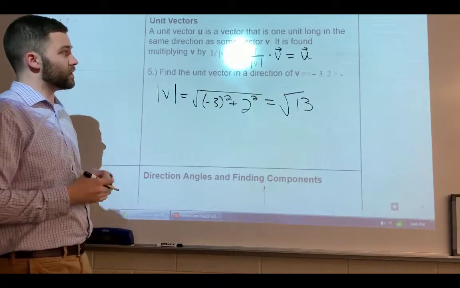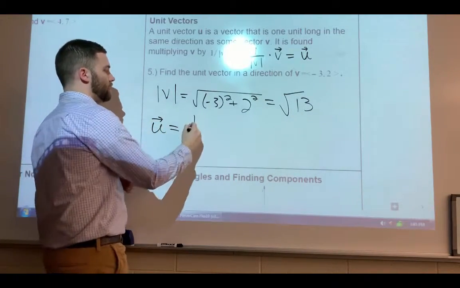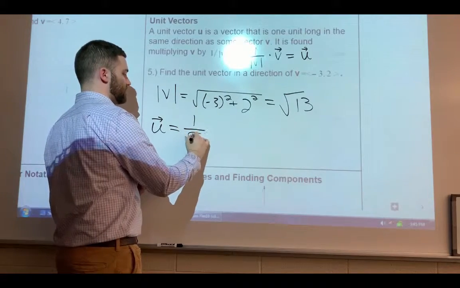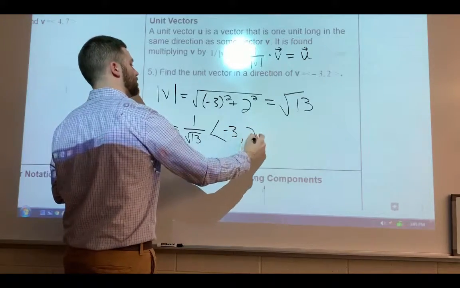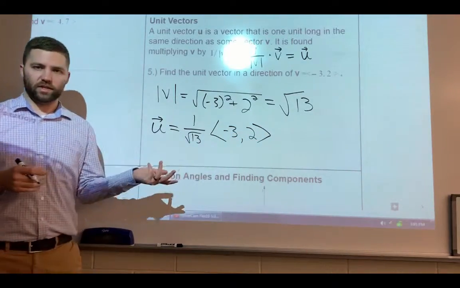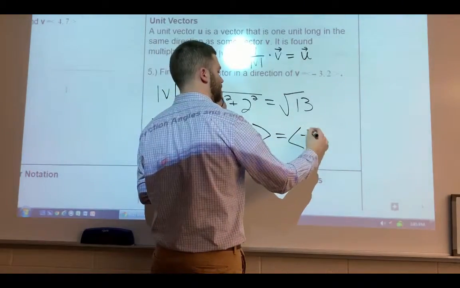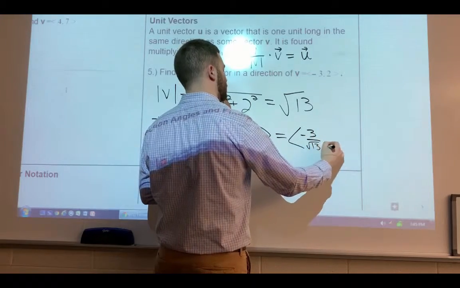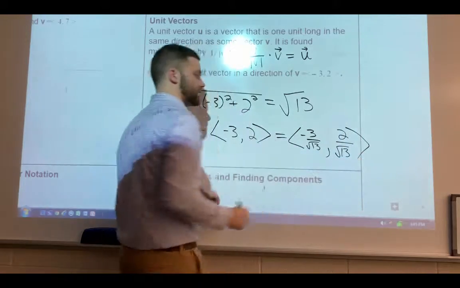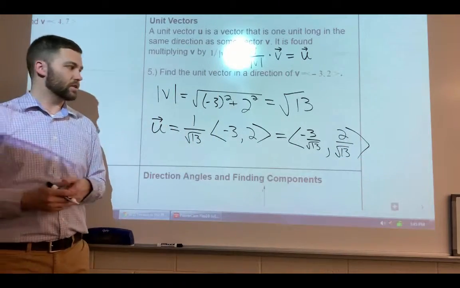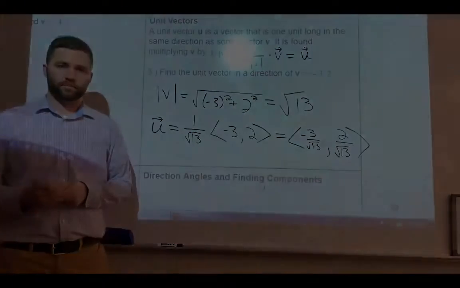So then what we'll do to find the unit vector U, that will be equal to 1 divided by the magnitude. So 1 divided by the square root of 13 times the vector -3, 2. So this is just like multiplying by a scalar. And so the resultant vector U is given by this: -3 over root 13, comma, 2 over root 13. That's it. So if it asks you to find a unit vector, just find the magnitude, multiply that vector by 1 over the magnitude.